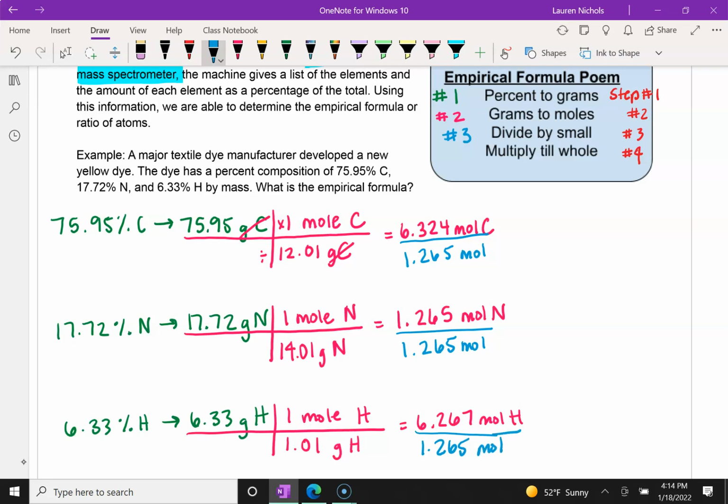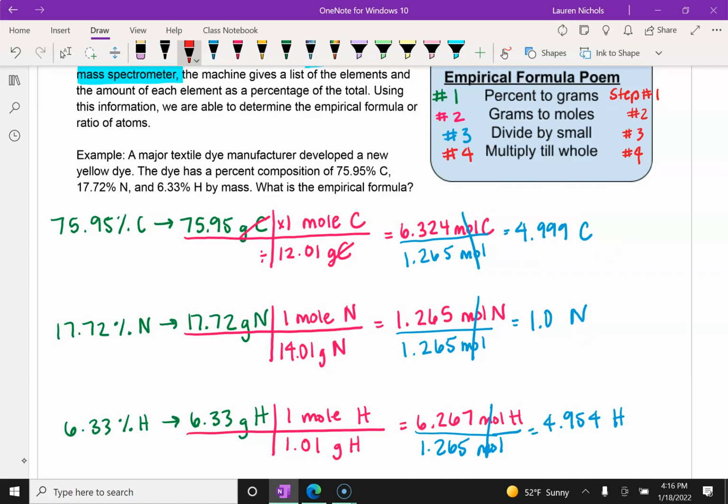Now, when we do this, let's do the carbon first. So 6.324 divided by 1.265 gives us, moles cancel out, so we get 4.999 carbons. Moles cancels out here, and so that will give us exactly 1.0 nitrogens. Moles cancels out here, and 6.267 divided by 1.265 will give us 4.954 hydrogens.